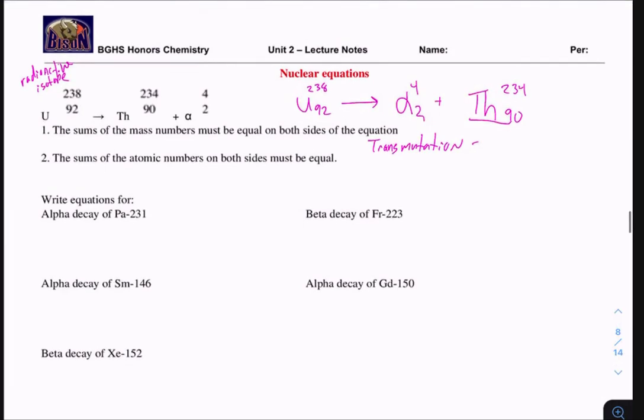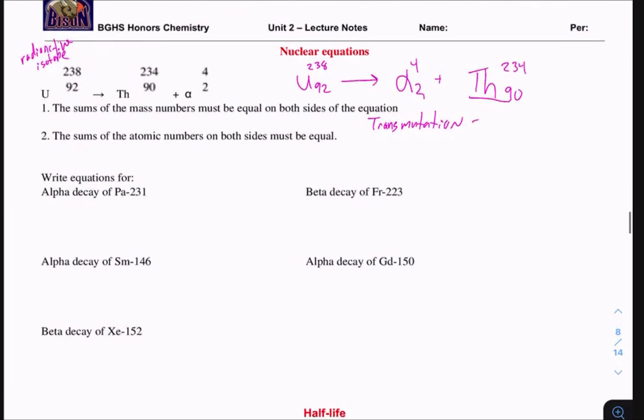So these equations that we write need to just follow that simple rule. The numbers on the left and the numbers on the right must match up. Let's try the next one. Alpha decay of Pa-231. So the isotope is Pa, which is protactinium. So I start by writing Pa. The mass is 231. The atomic number for Pa is 91.